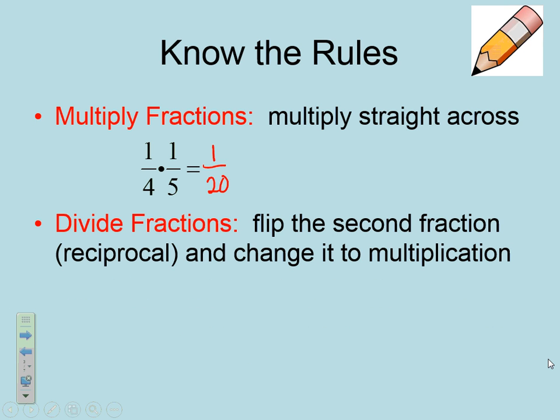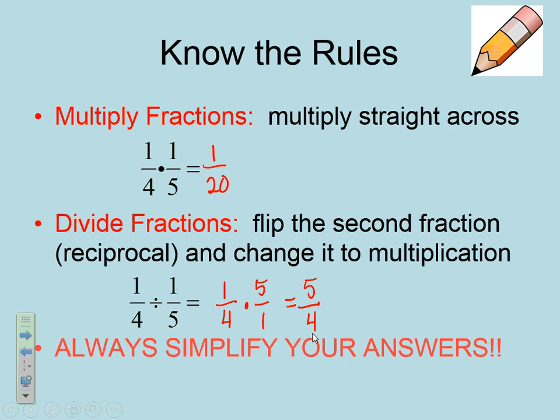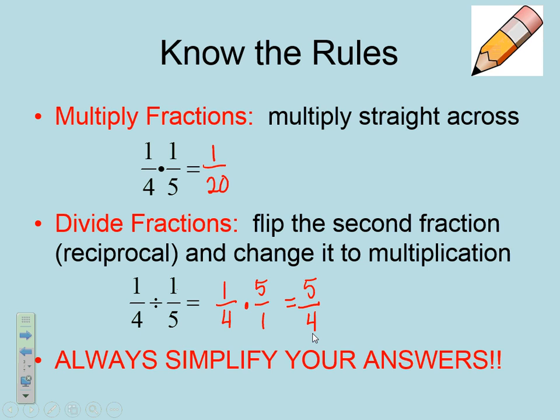When we divide fractions, we take the second fraction and we flip it, and we make the whole problem into a multiplication. So if I had 1/4 divided by 1/5, I would say that's the same thing as 1/4 times the reciprocal of 1/5, which would be 5/1. Now we apply the rules of multiplication. 1 times 5, 5. 4 times 1, 4. Then we would always make sure that we simplify our fractions at the end if possible. Okay, so always make sure you simplify your answers.